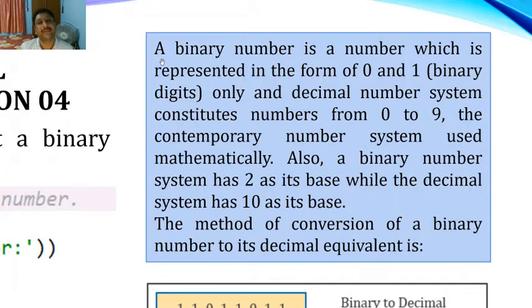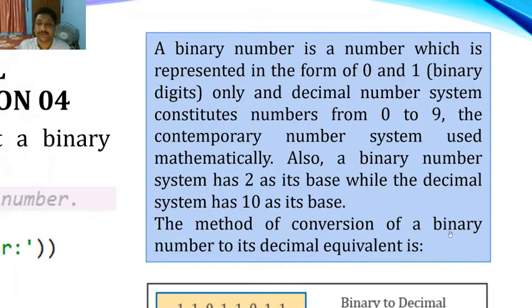A binary number is a number which is represented in the form of 0 and 1 binary digits only, and the decimal number system constitutes numbers from 0 to 9, the contemporary number system used mathematically. Also, a binary number system has 2 as its base. It is known as base 2, because only two digits are there, 0 and 1, while the decimal system has 10 as its base because the total number of digits is 10. If you count 0 to 9, it becomes 10 digits.